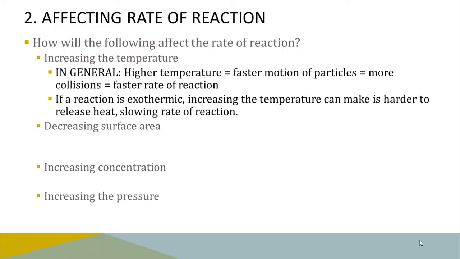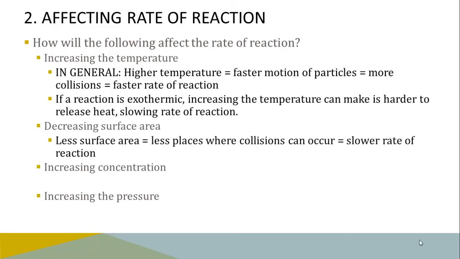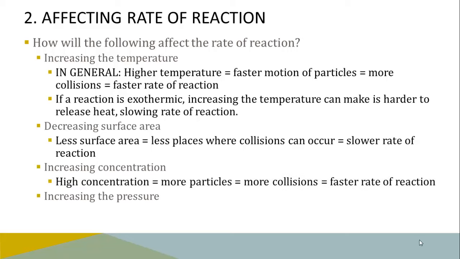reaction to slow down. If I decrease the surface area, basically I'm making it so that there are less places where collisions can happen. So if there's less places for collisions, that means that we're going to have fewer of them, and the reaction will be slower. Increasing the concentration means that I'm going to cram more particles into a certain size of space. So more particles means more collisions, and that will speed up the rate of reaction.